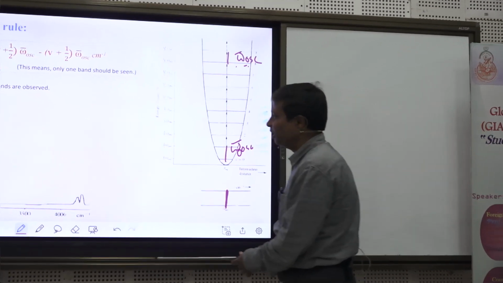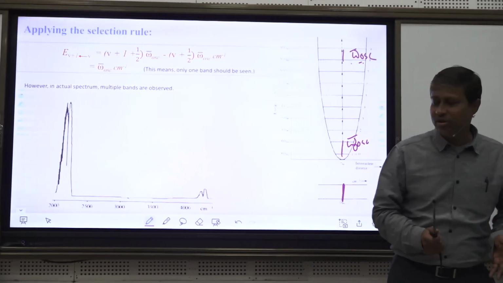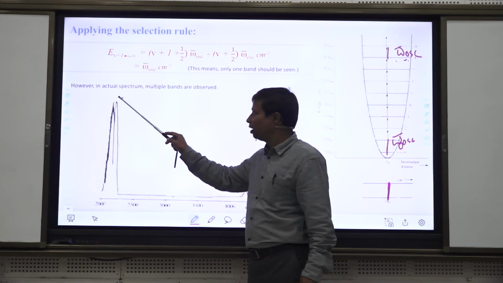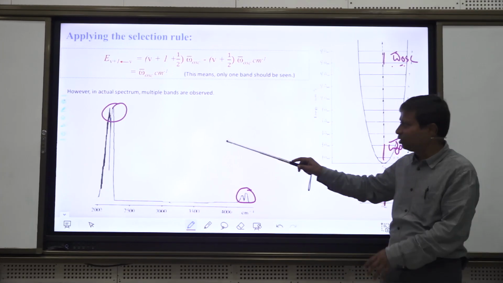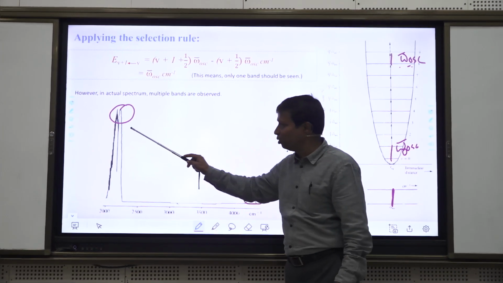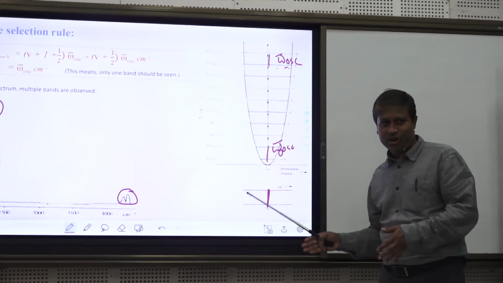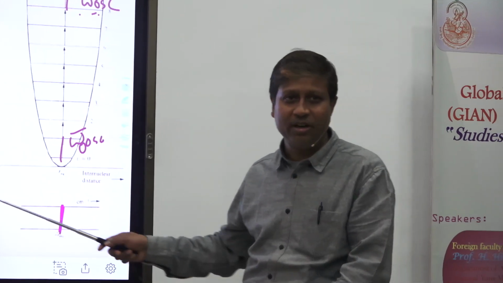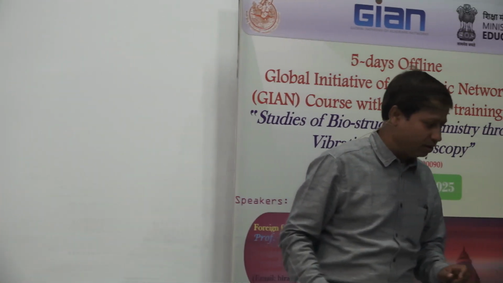So that means you will see only one band. But in reality, even in low resolution spectroscopy, you see the existence of two bands. This is one band and this is another band. This we'll be discussing later, but as of now you think of multiple bands. So this simple harmonic motion of a diatomic molecule is not able to explain the experimental observation.